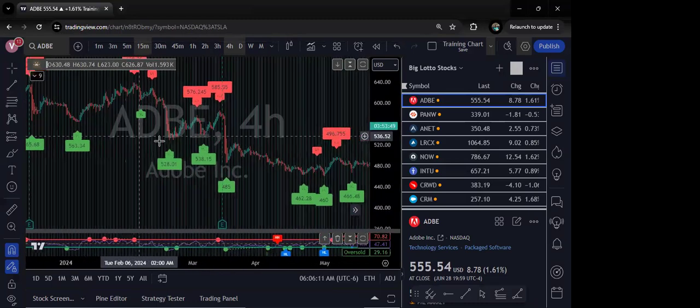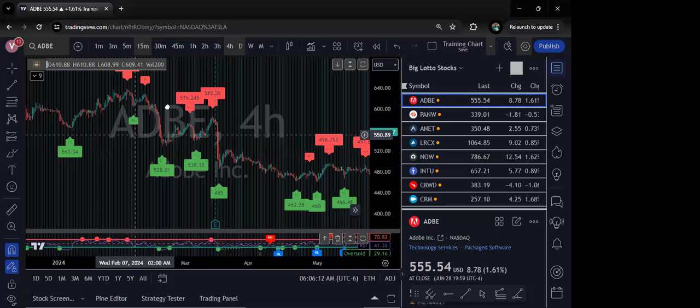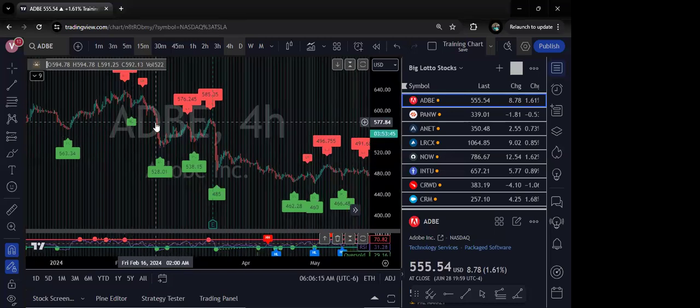Okay, so we know ADB. I'll try to download that calculator on my desktop, but if you have it on your phone, then you open it. This is how to use it.